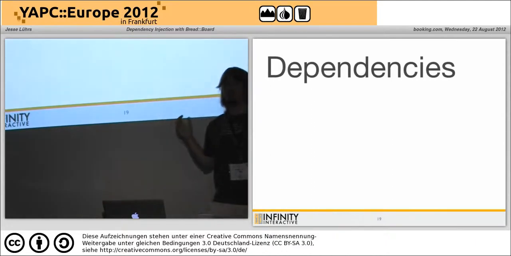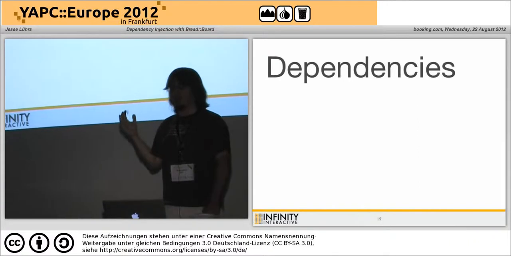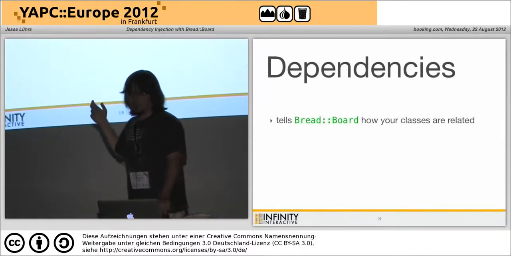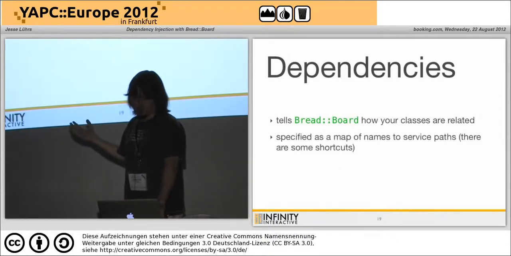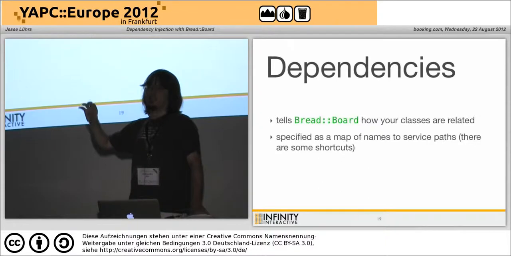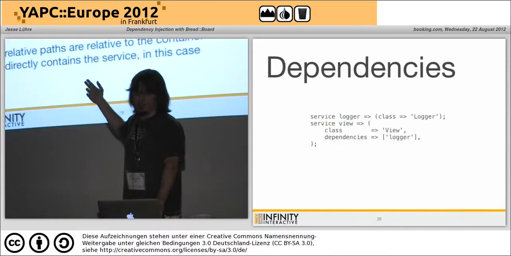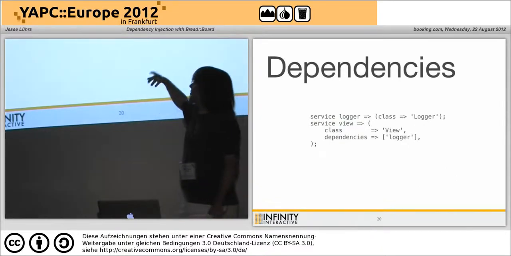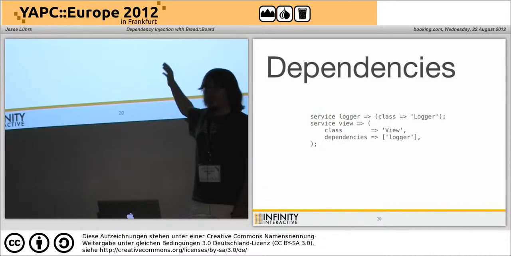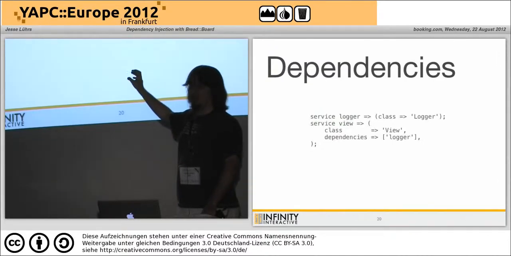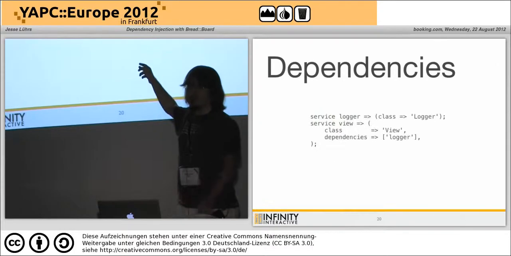And so the key piece of functionality that BreadBoard adds is dependencies. Dependencies tell BreadBoard how your classes are related, which parts of your application depend on which other parts. You specify this by mapping a dependency name to some other service that you've already defined. Relative paths are relative to the container that contains the service. So here we have a service defined with dependencies. Here the view depends on the logger. What this means is that when you ask for the view service, it will create a view object by calling new on the view class, but it'll also pass the logger as a parameter. It'll resolve the logger service to find out what to pass.